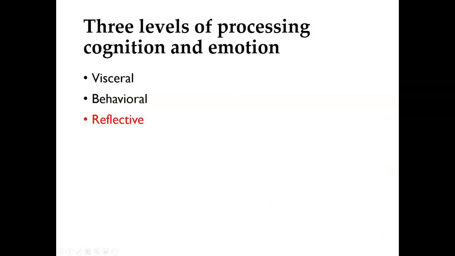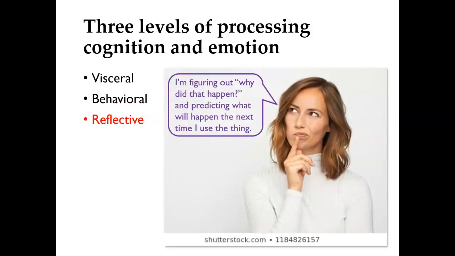Next up, we've got reflective processing. So reflective processing is active thinking. It's up in the cortex. The person here, she is figuring out, why did that happen? And the next time I use this thing, I think blank is going to happen.